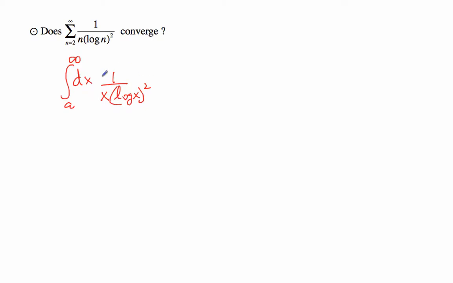To solve this integral, let's make a change of variables. Let's call u as log of x. In that case, du is dx over x. So we can replace dx over x that we have over here with du, getting this result. Integral du, 1 over log of x squared, but log of x is u, so that's du over u squared. Let's see where the integrals go from.